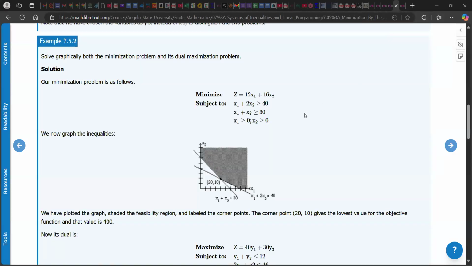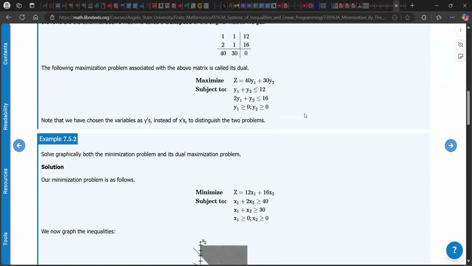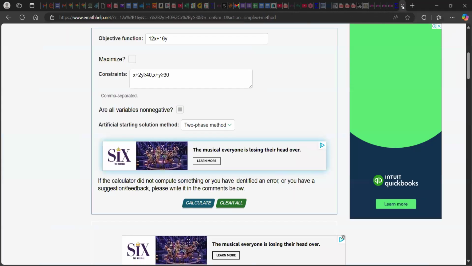What were they? Z equals 40y1 plus 30y2. Y1 plus y2 is less than 12. 2y1 plus y2 less than 16. And the non-negativity ones are there, and you don't normally have to put that in. I'm not going to use y1 and y2, I'm going to use x and y. So I come here.